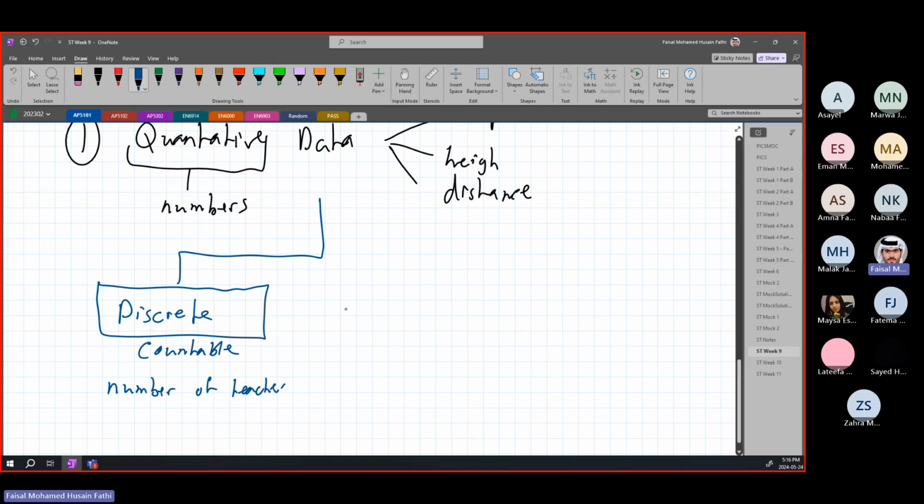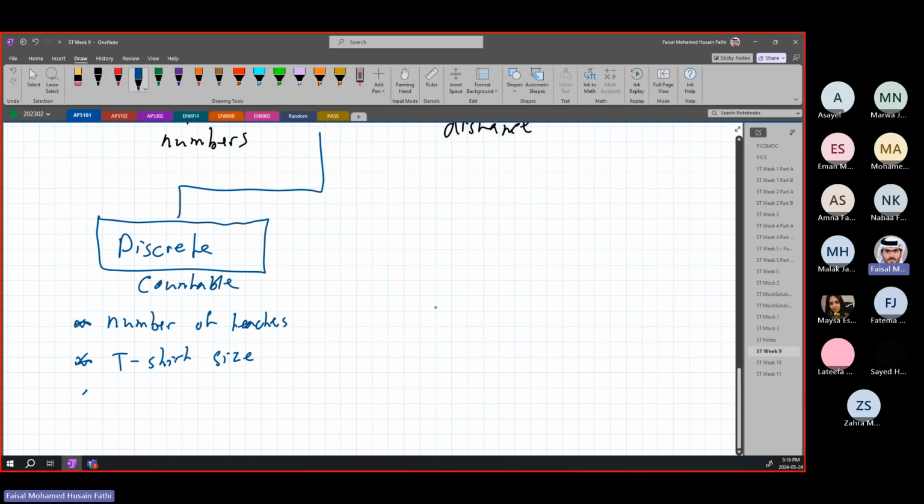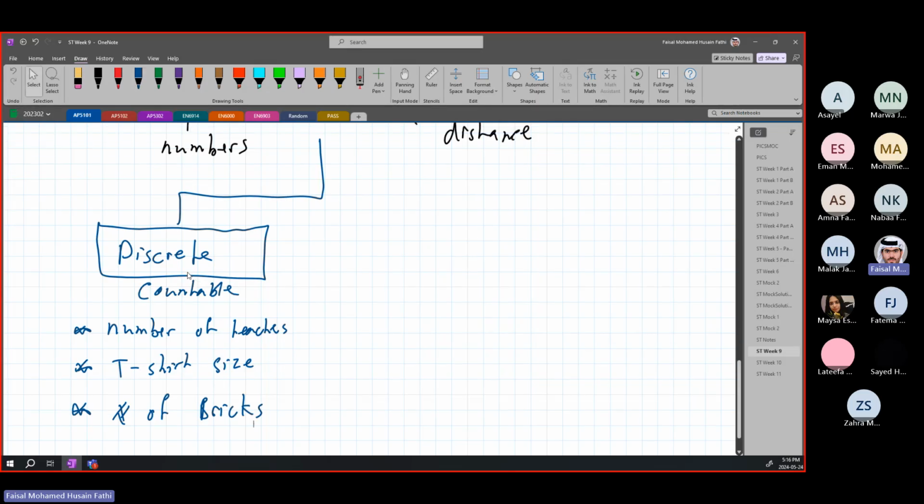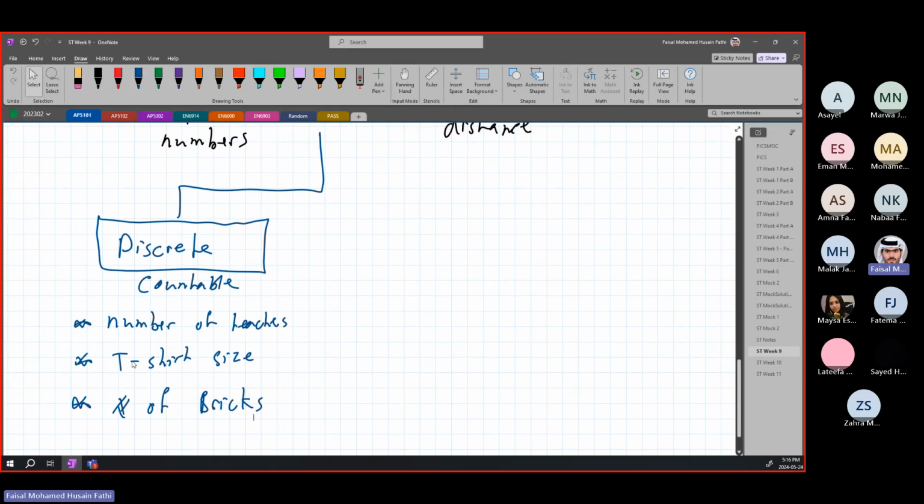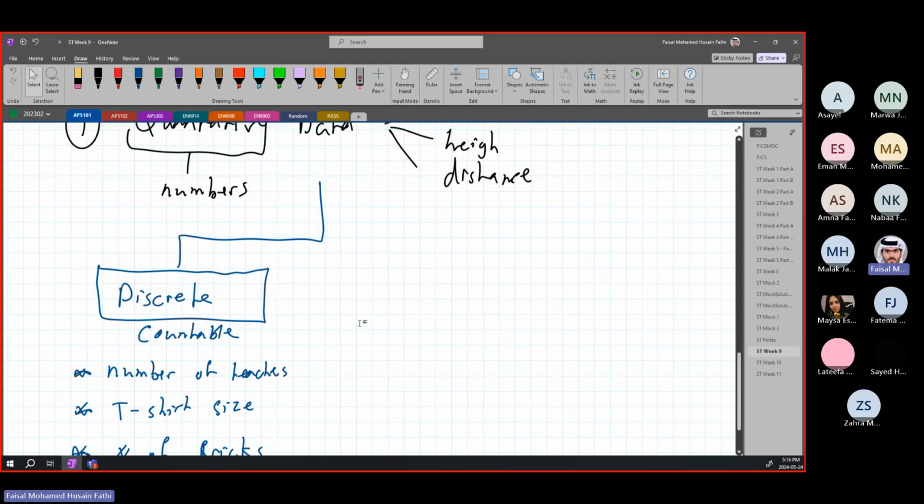teachers, or you could say t-shirt size, or money. Actually, money is a type of continuous data, and I'll talk about that later. Or you can say a number of bricks, right, for building. These are all discrete values because these are all whole numbers, actual numbers that you can count.